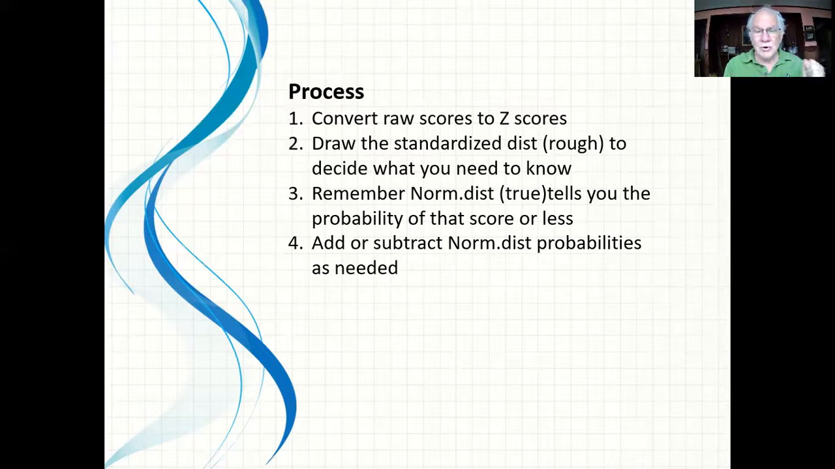And remember that norm.s.dist with true tells you the probability of that score or less. And you may add or subtract things based off that.